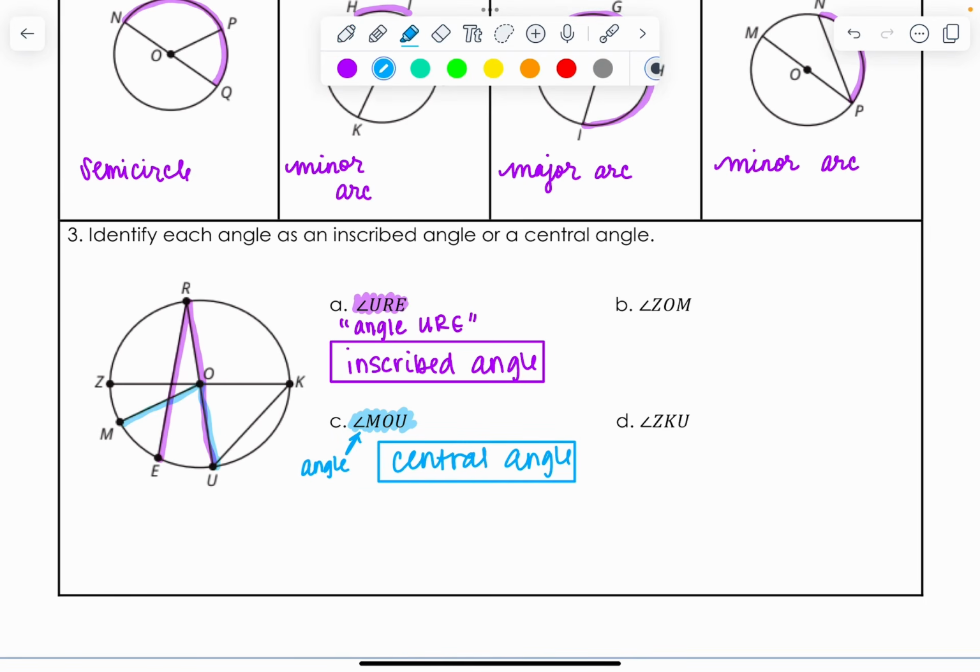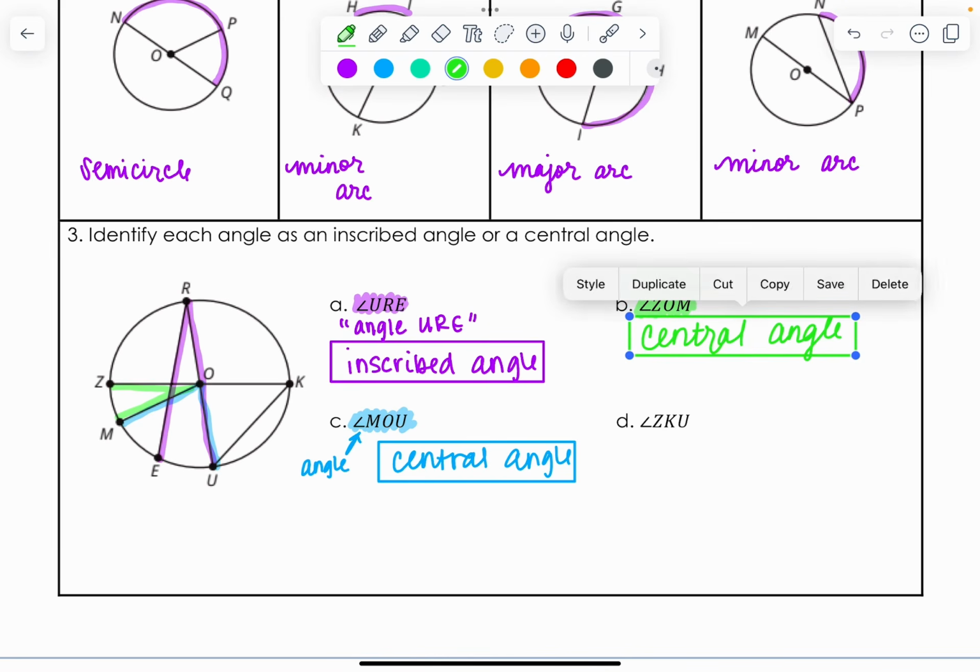Part B, angle ZOM. Again, that is a central angle. Then we have angle ZKU. Start at the Z, go to K, go to U. So this angle does not have a vertex or corner in the middle. It goes to the side of the circle. So that's an inscribed angle.